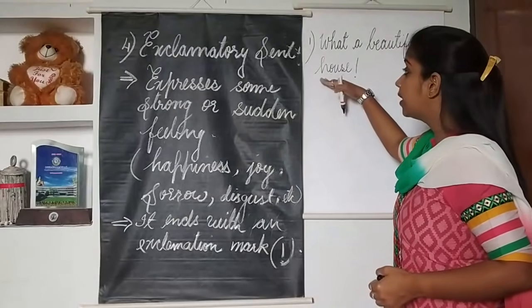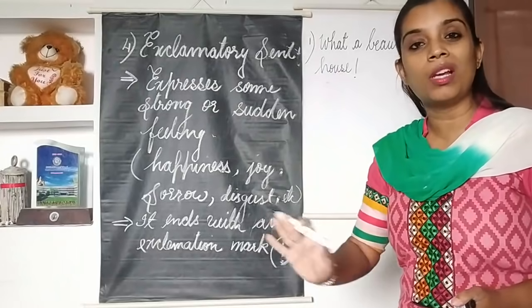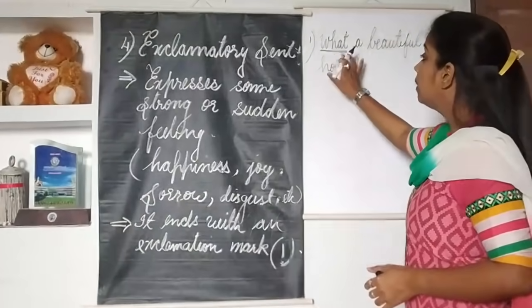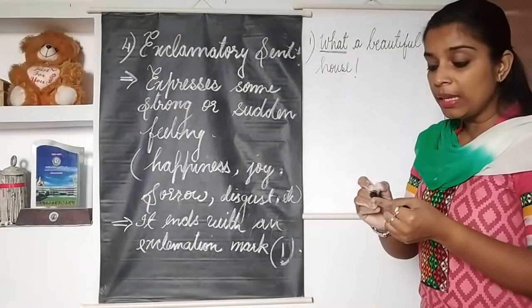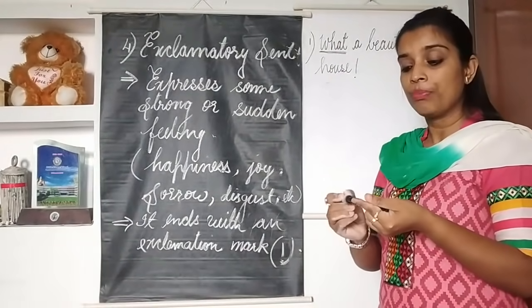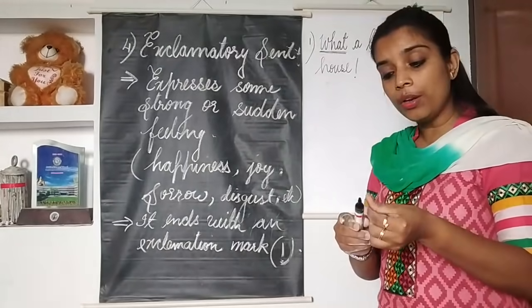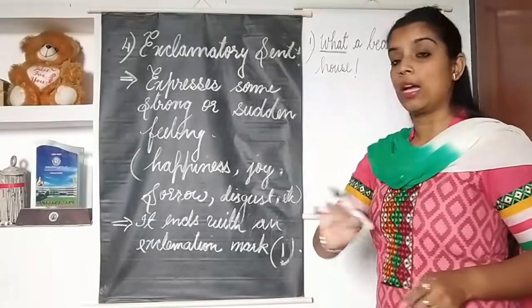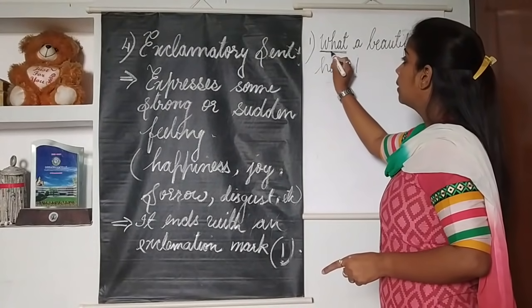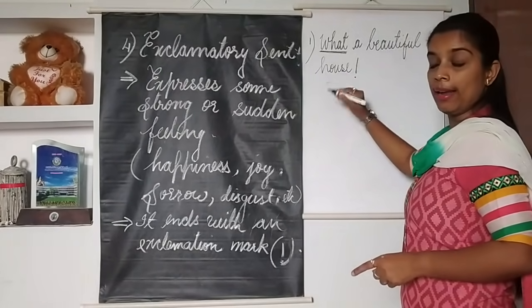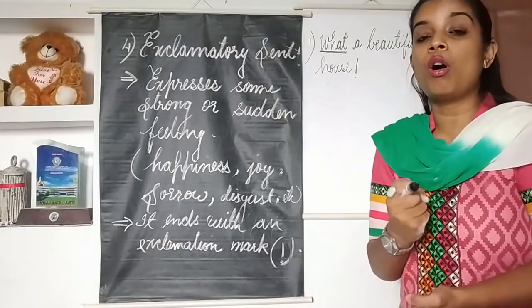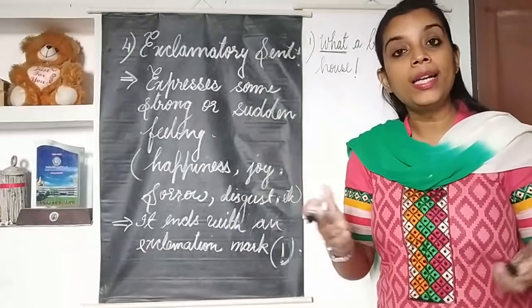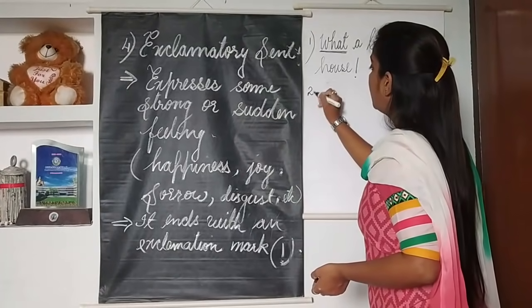Now see here children, in this sentence you are not asking a question. You are not asking about someone or something. The word what is used here, but it doesn't mean that it is an interrogative sentence, because an interrogative sentence always asks about someone or something. It's a question, and it ends with a question mark. But here, though it begins with what, it ends with an exclamation mark, and this sentence is expressing a strong feeling of happiness, joy, surprise, wonder.